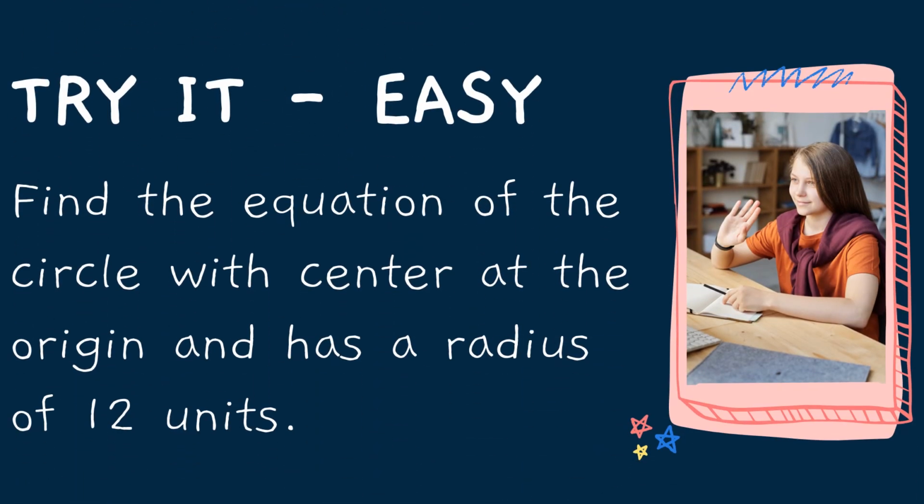For example number 2, we have to find the equation of the circle with the center at the origin, and this time has a radius of 12 units. Same process with number 1. We need to write first our given standard equation. Again, keep in mind that our standard equation is given by (x minus h) squared plus (y minus k) squared is equal to r squared.